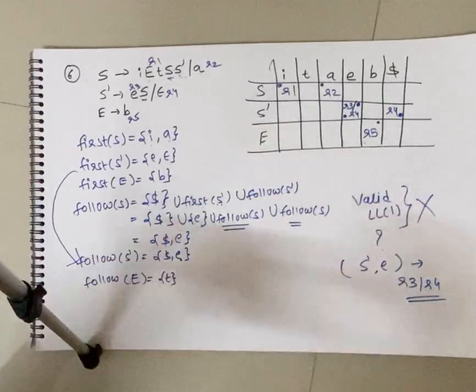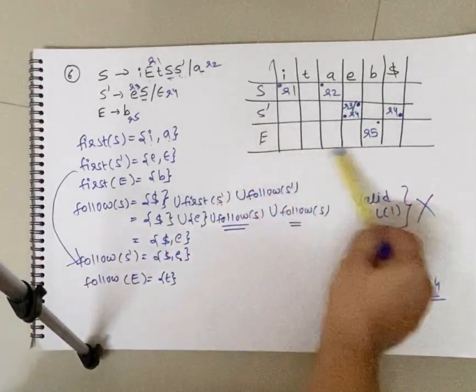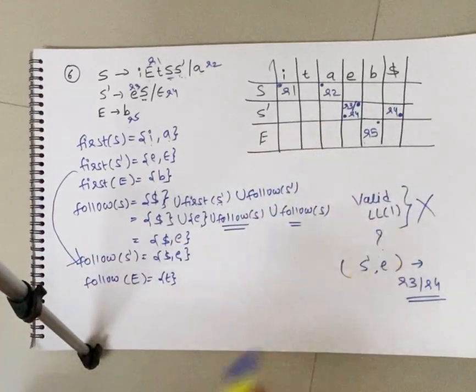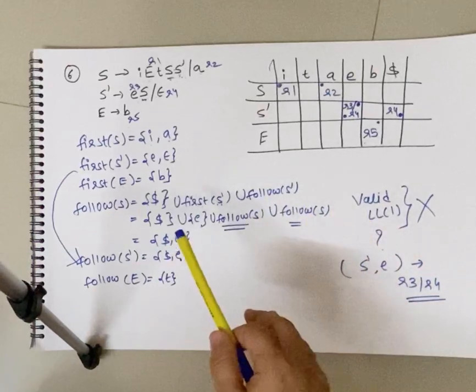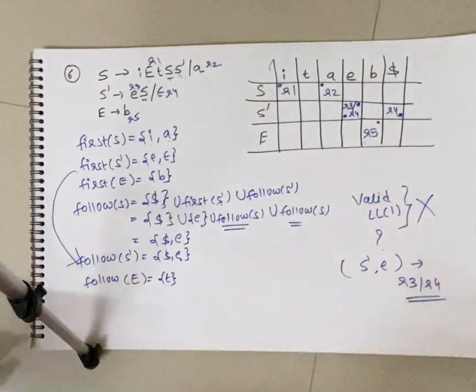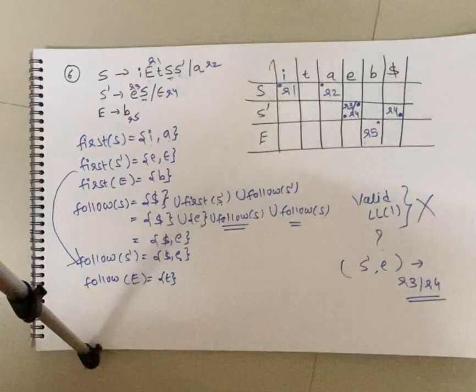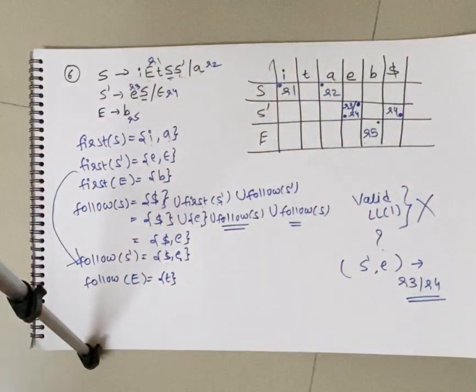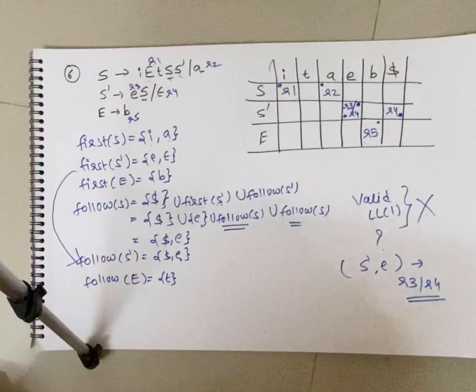In all the previous examples we discussed, we had all the cells with unique entries. So all those examples were examples of valid LL1 grammar, and the last two examples we discussed are examples of not valid LL1 grammar. So this is all about checking whether the given grammar is a valid LL1 grammar or not.